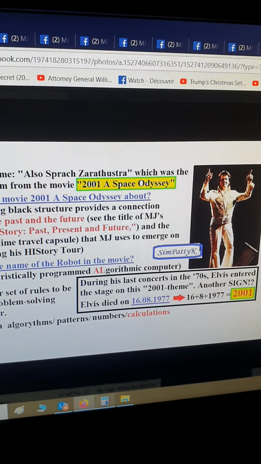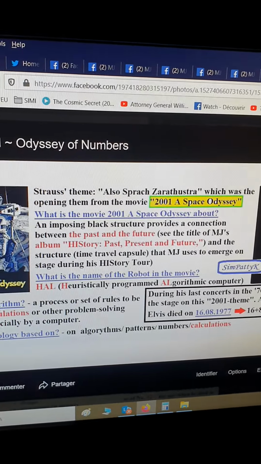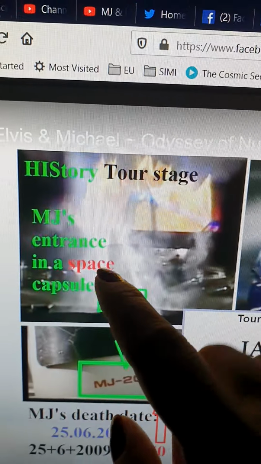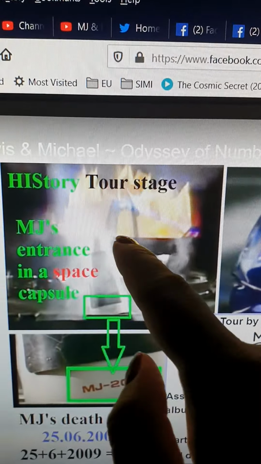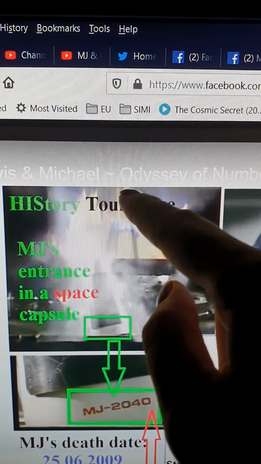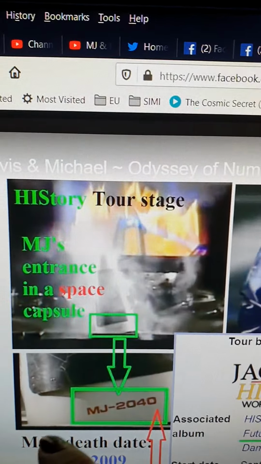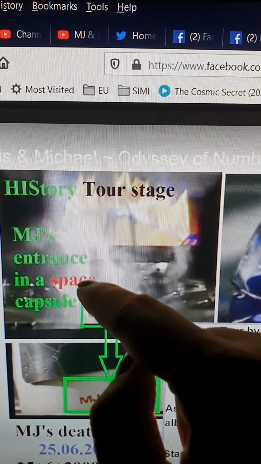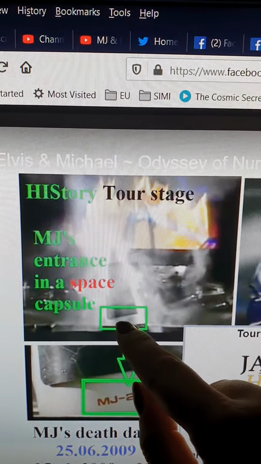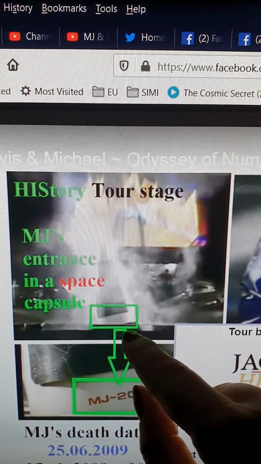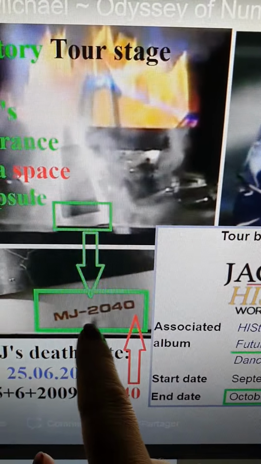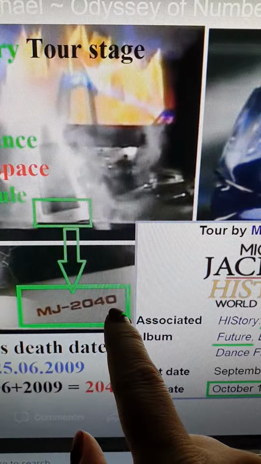Now, what do we have here? This is Michael's History tour stage. This is the stage. This is the capsule from where he entered the stage. Now, it's a space capsule. You see it here in close-up. If you look down here, there's a number inscribed. There are his two initials, Michael Jackson, MJ, 2040.